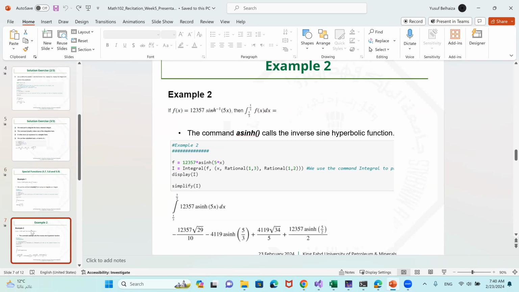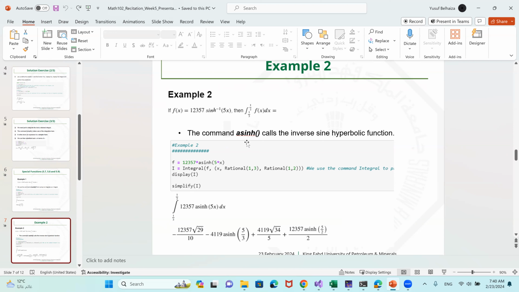In example 2, we have another special function. Here we have the sine inverse, sine hyperbolic inverse. So let's say that f of x is 12,357 times sine hyperbolic inverse of 5x. And we'd like to evaluate the integral from 1 over 3 to 1 over 2 of f of x.